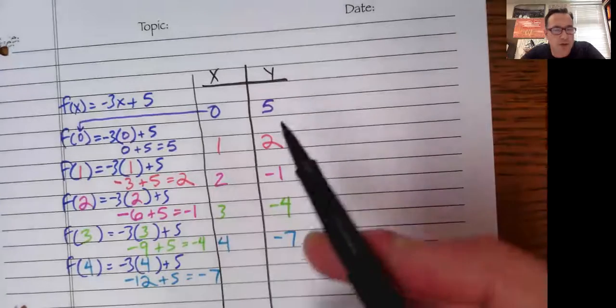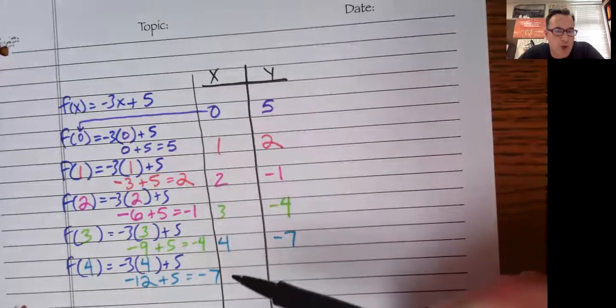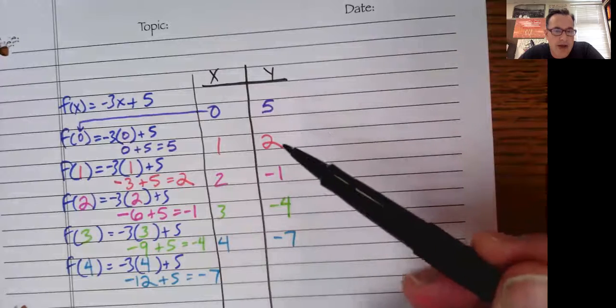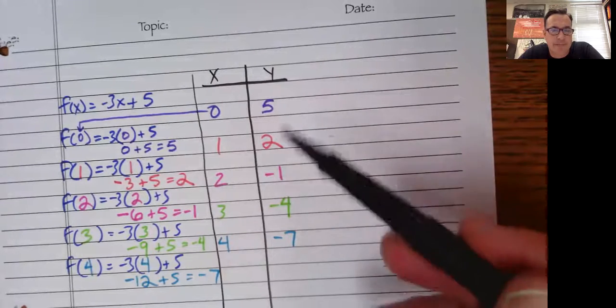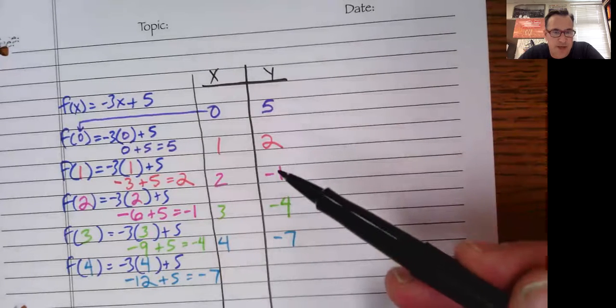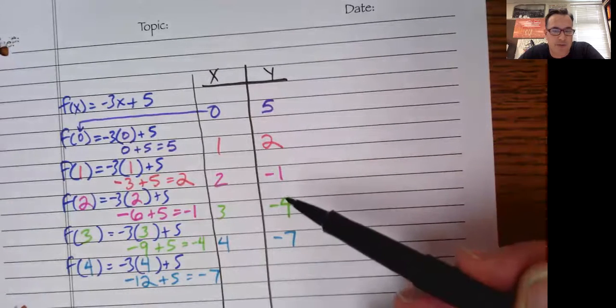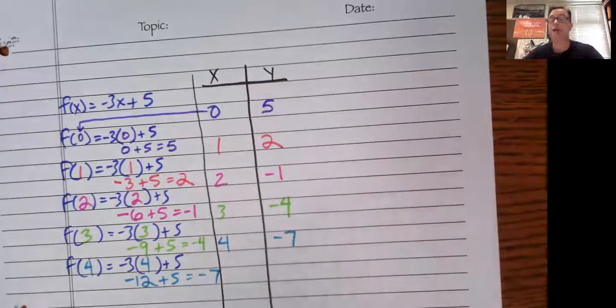But I want you to notice really quickly, every time this one goes up 1, the pattern is that this one goes down 3. 5 to 2, that's -3. 2 to -1 is -3. -1 to -4 is -3. -4 to -7 is -3. So we do have a pattern here that we could use.